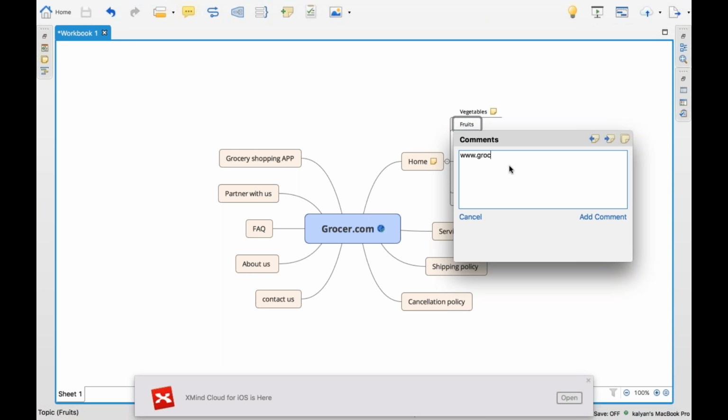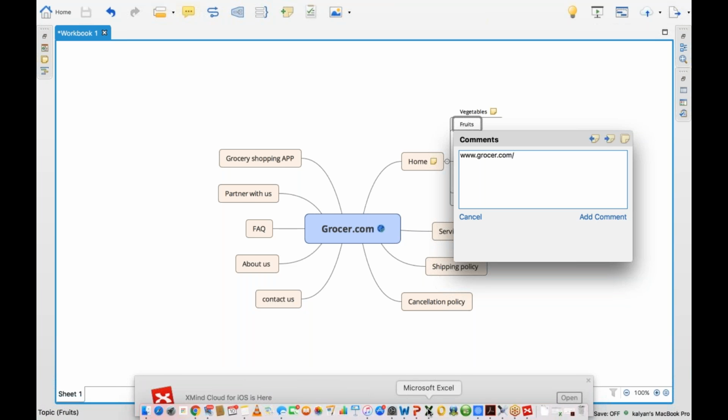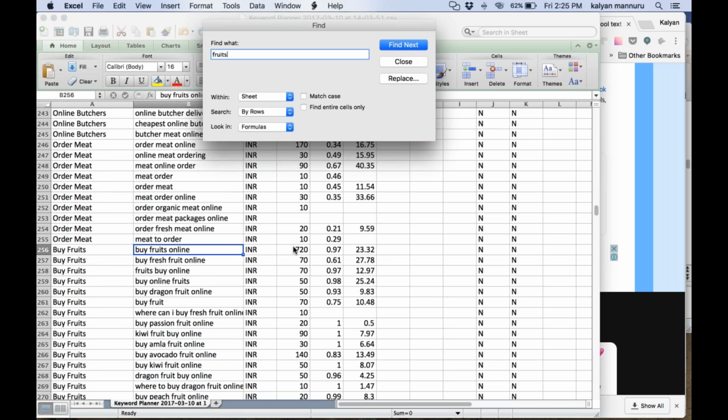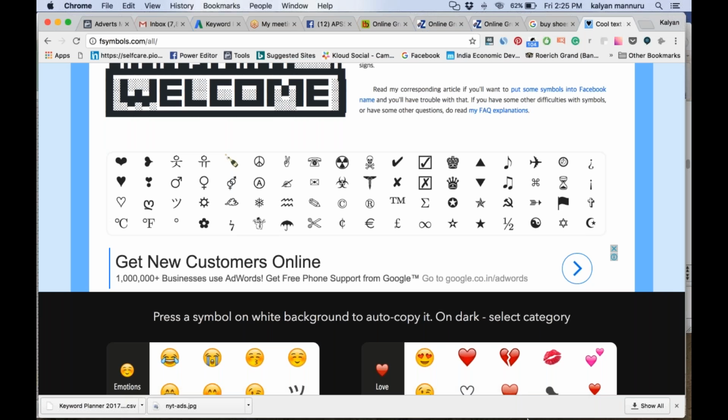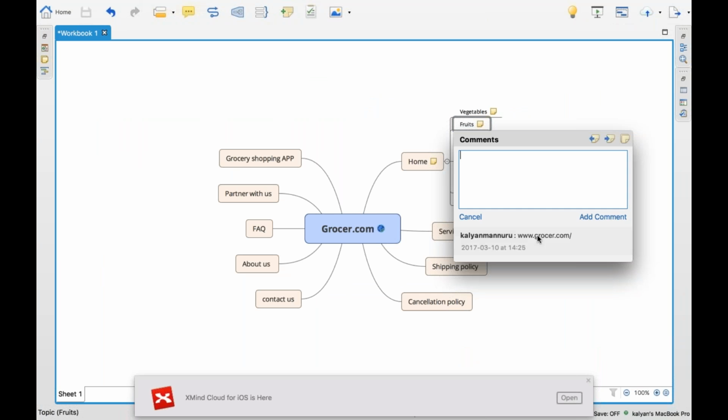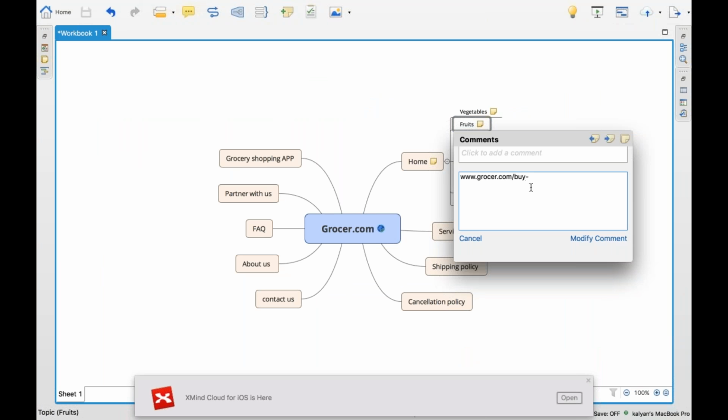Again, www.yourwebsite.com slash, what should be the URL? You go back and see which keyword has more search volume. So buy fruits online has 720 search volume. So I'm going to go ahead and use the same: buy hyphen fruits hyphen online. Now what should be the title for it? Title can be the same, buy fruits online.